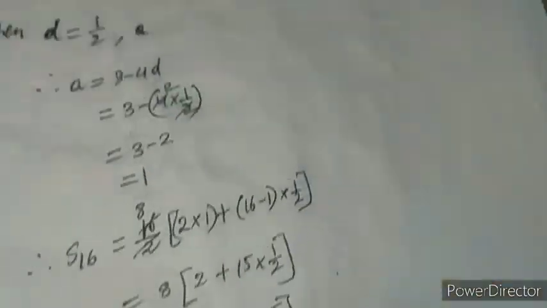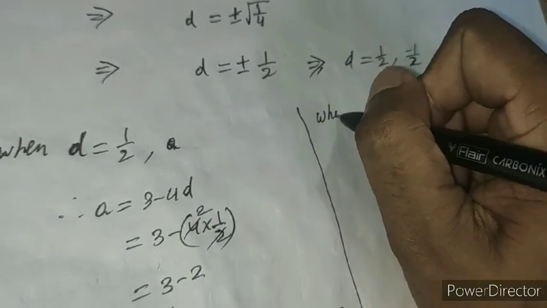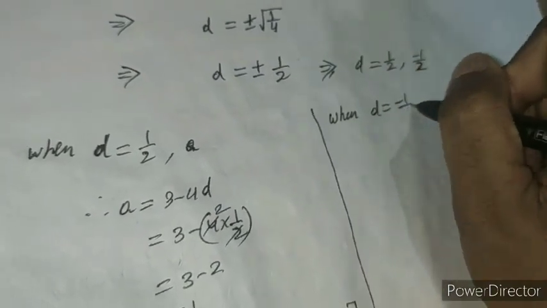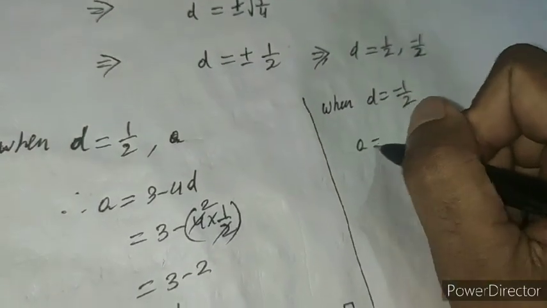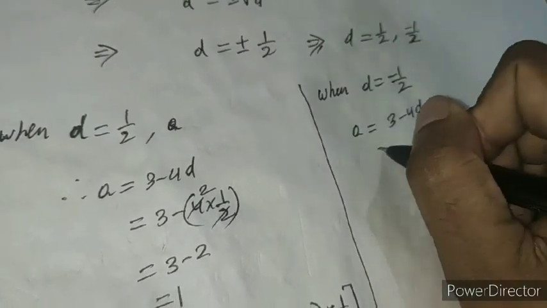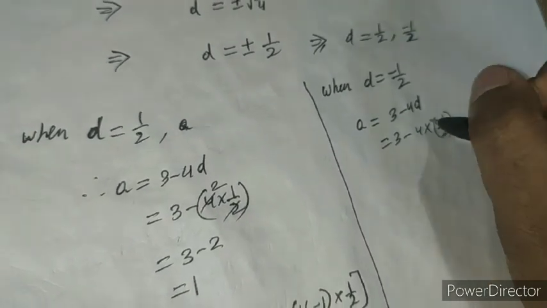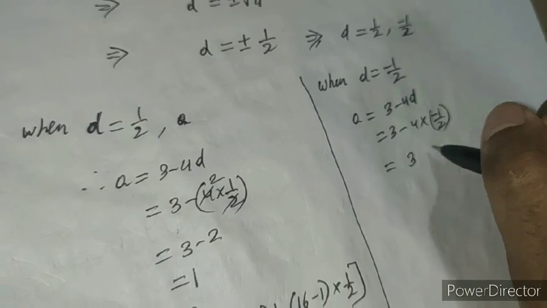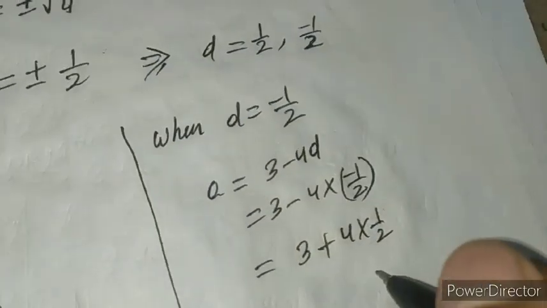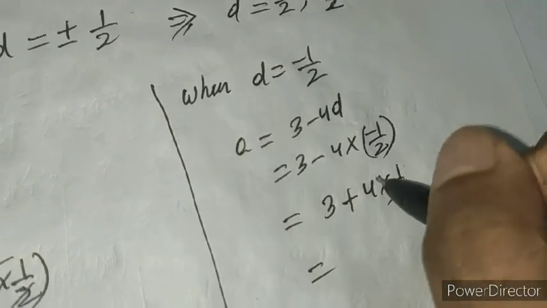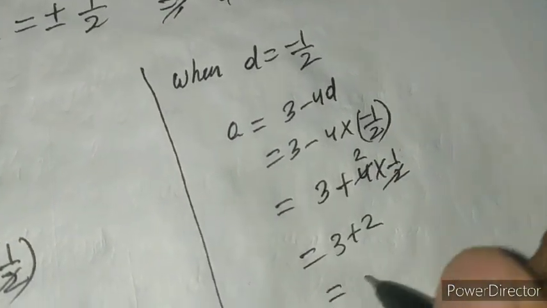Okay, now what happens when d is equal to minus 1 by 2? When d is equal to minus 1 by 2, then a is equal to 3 minus 4d, that is 3 minus 4 into minus 1 by 2, right? That implies 3 minus minus, plus 4 into 1 by 2, right? That implies 3 plus 2 is equal to 5.